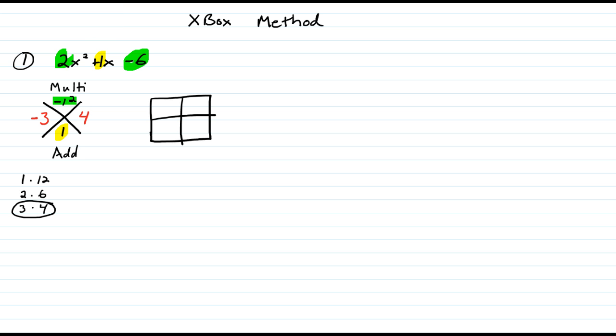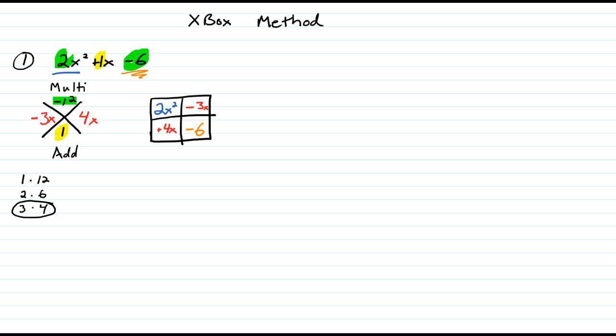All right, so remember that the first number, the 2x squared, goes in the first box, and the last number, the minus 6, goes in the last box. And our answers from our x go in the remaining boxes. And it doesn't matter where you write them. Okay. Oh, I forgot to add the x. So this is 3x, 4x, like that.